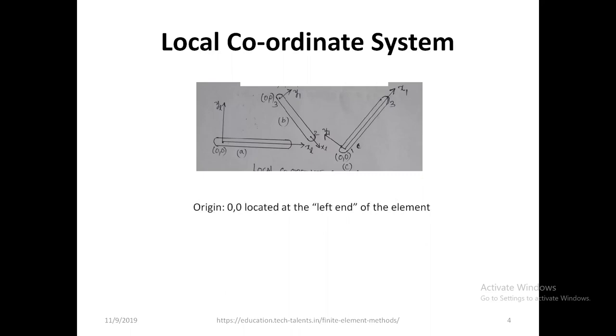Here the origin is located at the left end of the element, and the local coordinate axes are xl and yl. The L means in the particular length direction, x in the particular length and y in the particular length. Since the origin is on the left side, on the element itself, it is called the local coordinate system.